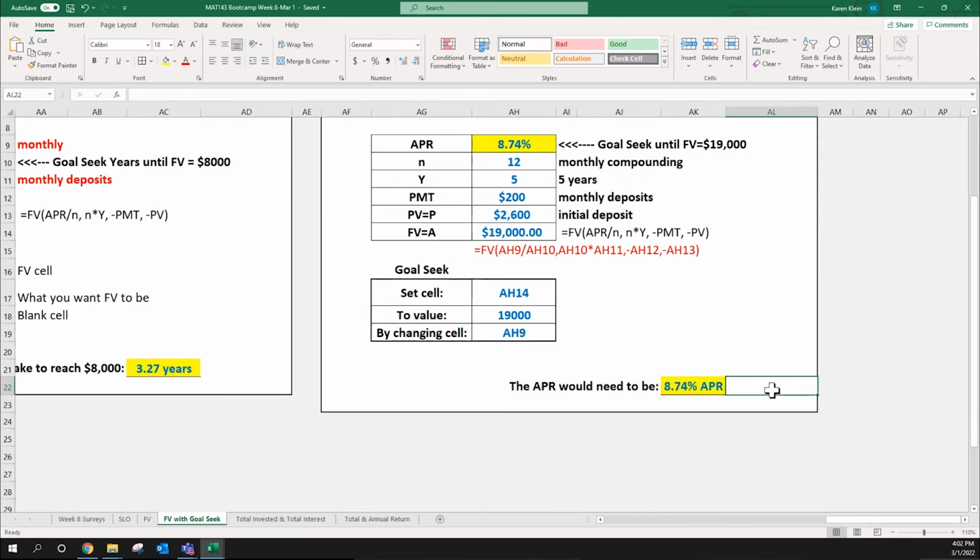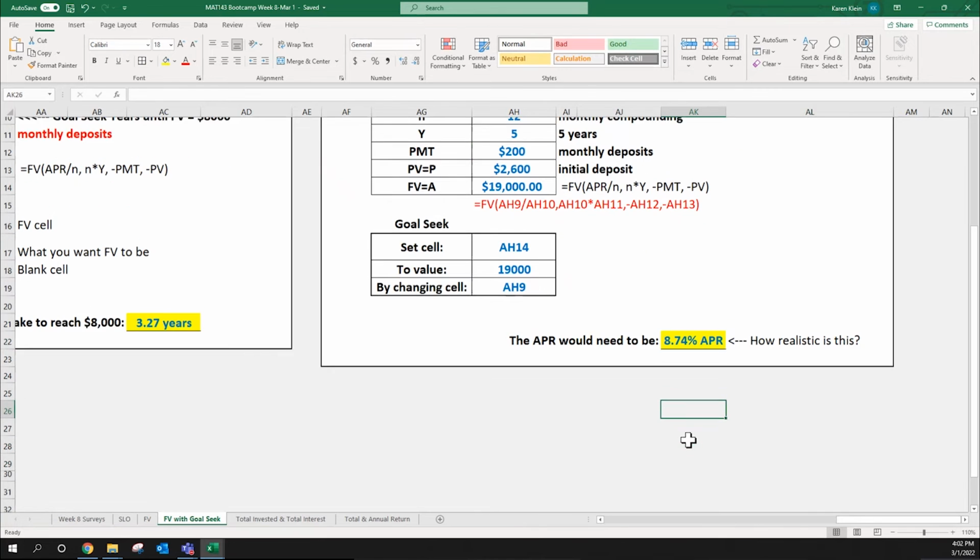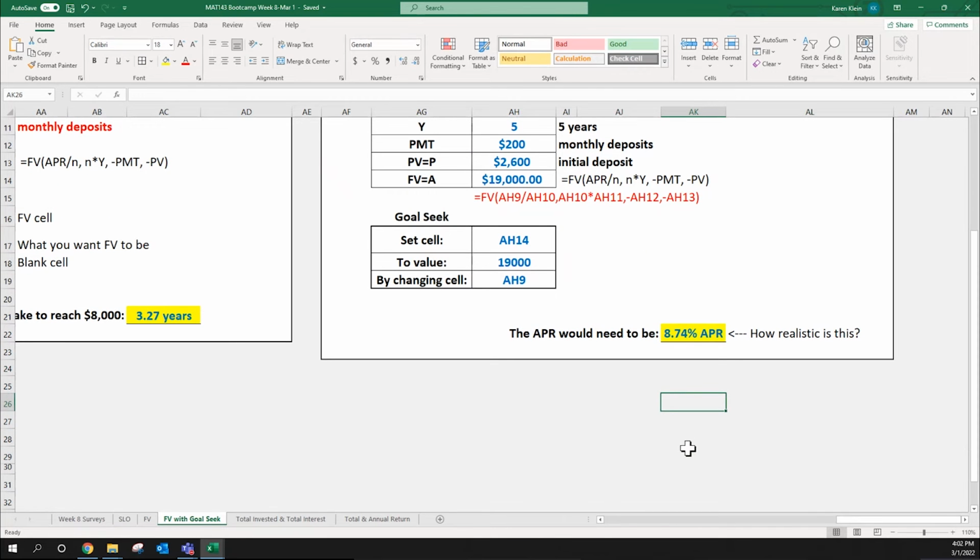So I have a follow-up question about this one here. How realistic is this? Now, I don't know you individually. There's 5 of you attending today. So if you've never had to borrow money or have never saved money or put money in the bank and so forth, you may not have any context for these interest rates. But my question to you is how realistic is finding a savings account that has an APR of 8.74%?